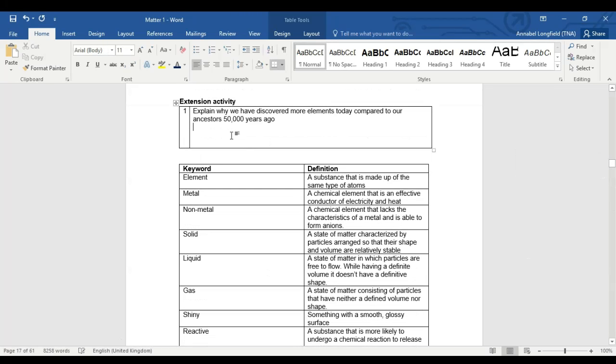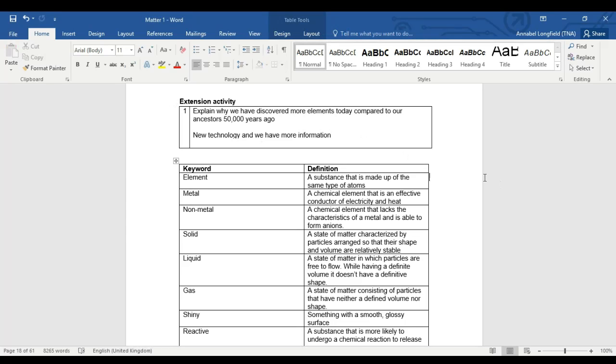Okay, there is an extra extension activity if you do want to have a go at that, so make sure that you pause the video before the answer appears. The reason why we have discovered more elements today compared to our ancestors is because we have new technology and we have more information. I mean things such as reactions that can form new elements.